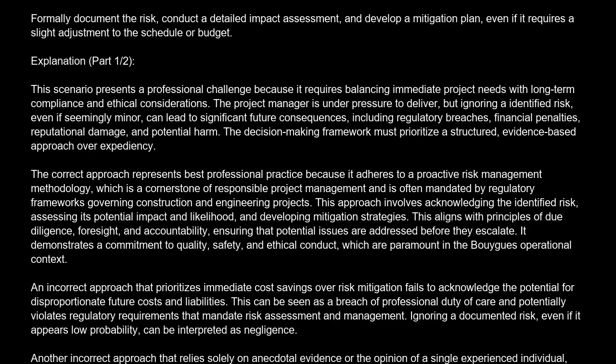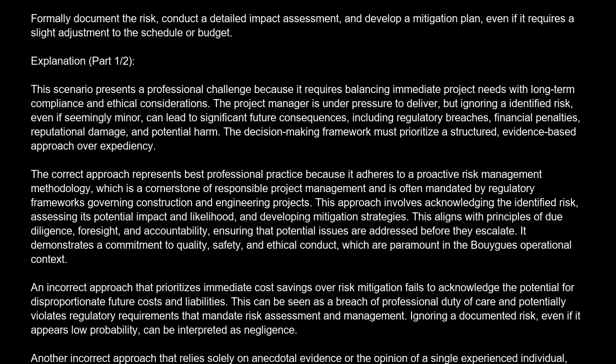Explanation. This scenario presents a professional challenge because it requires balancing immediate project needs with long-term compliance and ethical considerations. The project manager is under pressure to deliver, but ignoring an identified risk, even if seemingly minor, can lead to significant future consequences, including regulatory breaches, financial penalties, reputational damage, and potential harm. The decision-making framework must prioritize a structured, evidence-based approach over expediency.